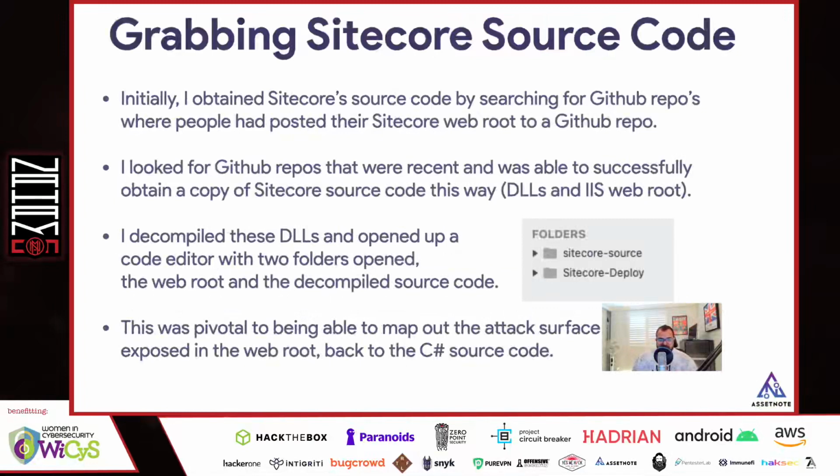The first step in auditing Sitecore was obtaining its source code. Now, I obtained the source code by looking at GitHub repos, where people had posted the Sitecore web root to a GitHub repo. And I was able to find one that was relatively recent and looked like it was a really popular version of Sitecore, so I downloaded it all to my local system and I decompiled all the DLL files. I then opened up the Sitecore source code, the decompiled DLLs, as well as the Sitecore deployment folder side by side in Sublime Text. This was pivotal to understand the attack surface by looking at the C# source code and also looking at the web root and understanding what was exposed.